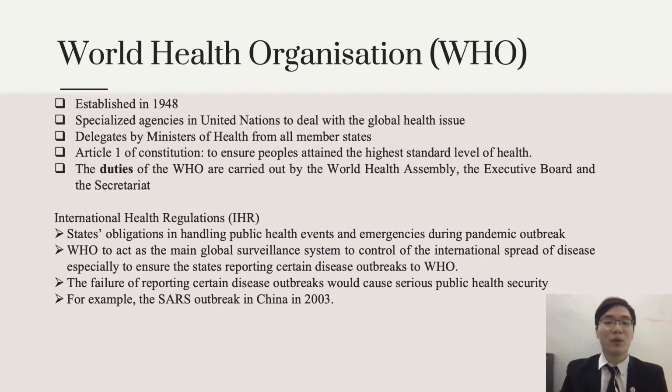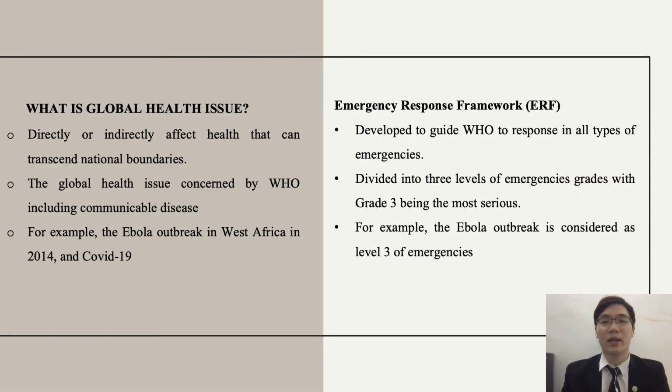The failure of reporting certain disease outbreaks would cause serious public health security issues, for example, the SARS outbreak in China in 2003. So, to what extent is it considered a global health issue? The scope of global health is wide, as it can directly or indirectly affect health in ways that transcend national boundaries. Hence, the global health issues of concern to WHO include communicable diseases, for example, the Ebola outbreak in West Africa in 2014 and the recent global outbreak of coronavirus.